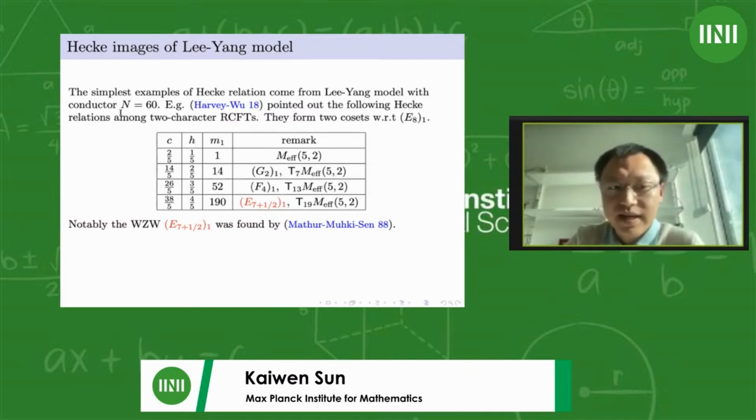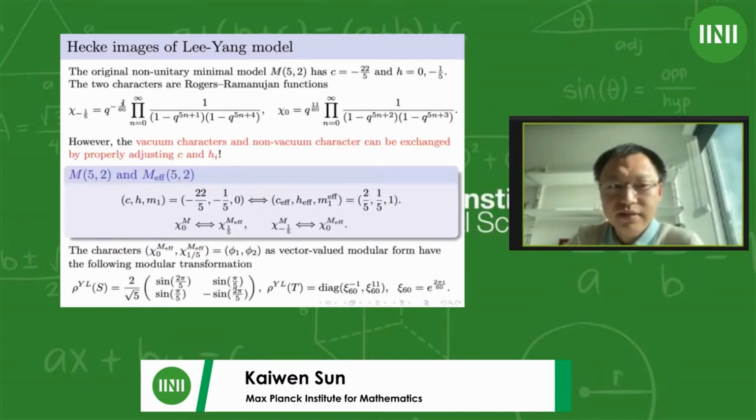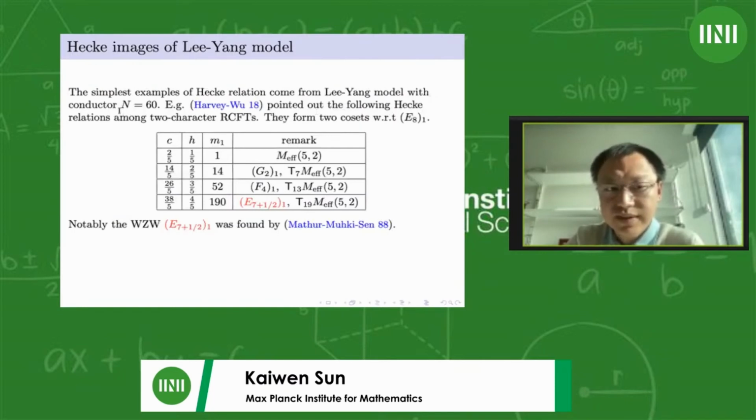in this case, the conductor, as you can see here, is 60, right? So you use this 60 in the definition of the Hecke operator, and you just apply any T_p with p coprime to 60. You can find the resulting vector valued modular forms. You can compare that with the known characters of G2 level 1 and F4 level 1, and you find that they are identical. So these are some good Hecke relations found by Harvey Wu.